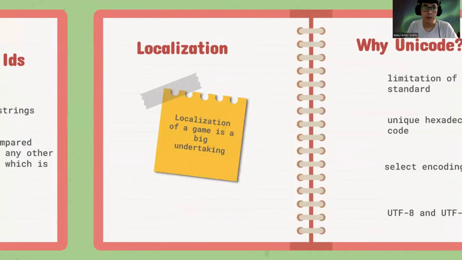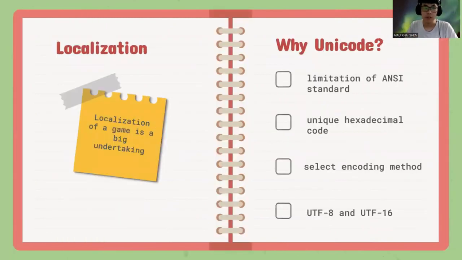All right. Localization. Localization of a game is actually a big undertaking. It is to make sure that every user can use different types of languages in the game. And so why use Unicode? Unicode exists because of the limitation of the ANSI standard. The unique hexadecimal code is the specialty of Unicode. So it might need to select an encoding method, which is UTF-8 and UTF-16. All right, I think that's all for my presentation. Thank you.